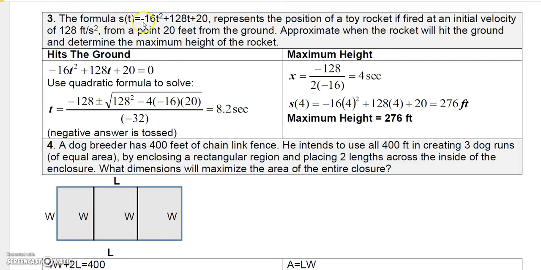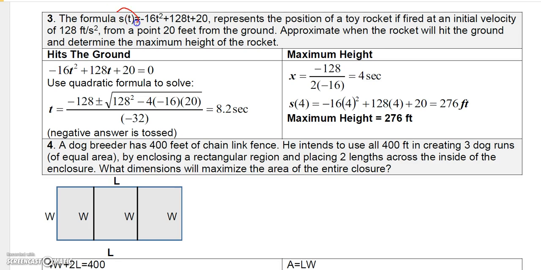Here's another example. You're given a formula that represents the position of a toy rocket that's fired. So this is a quadratic function that opens down, and the question we want to answer here is when the rocket will hit the ground and what the maximum height of the rocket is. Well, the rocket's going to hit the ground when the height equals 0.